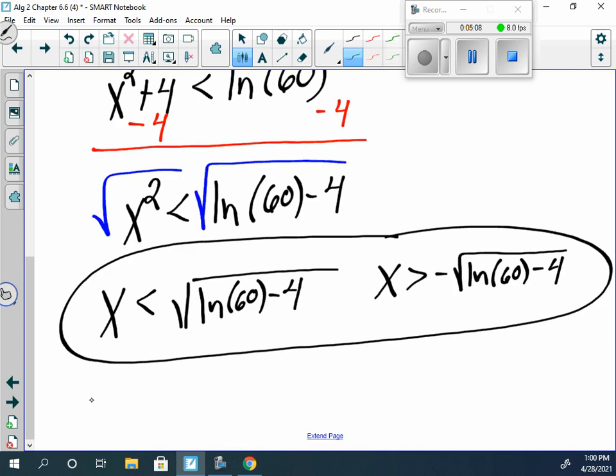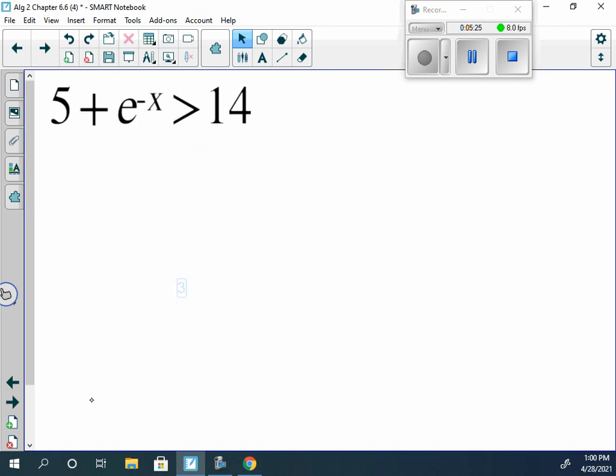Any questions on how we got to this? This here is our answer. So it's not too much more involved than what we've been doing. It just has a few more steps. All right. Let's look at the next one. 5 plus e to the negative x is greater than 14. We subtract 5 from both sides, yes.